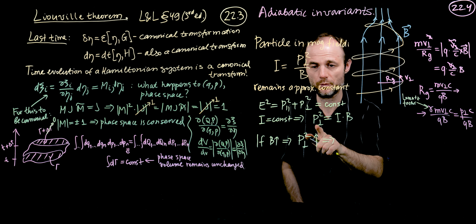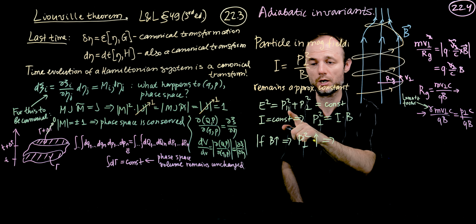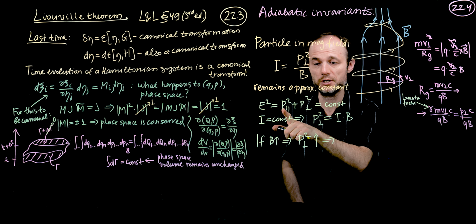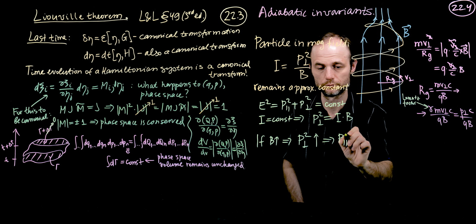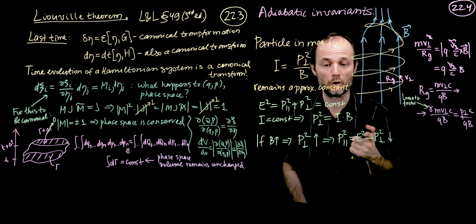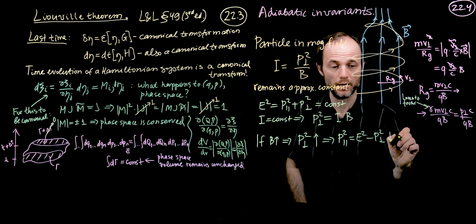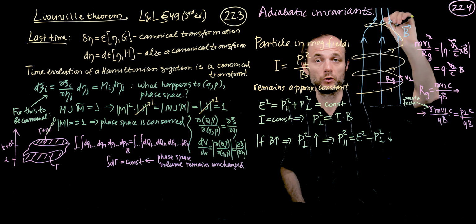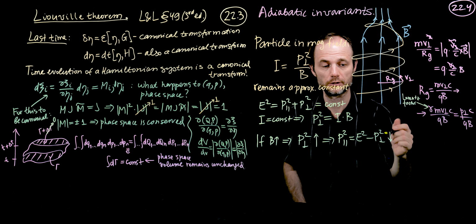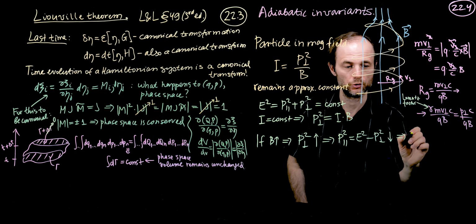And because P perpendicular increases, and because total energy is conserved, we neglect the radiation and energy losses, then P parallel will have to go down. So eventually, if our magnetic field becomes strong enough such that P perpendicular squared reaches E squared, then P parallel will vanish. And that means that it will change sign and the particle will reflect. So that is a phenomenon of reflection off of regions of strong B.